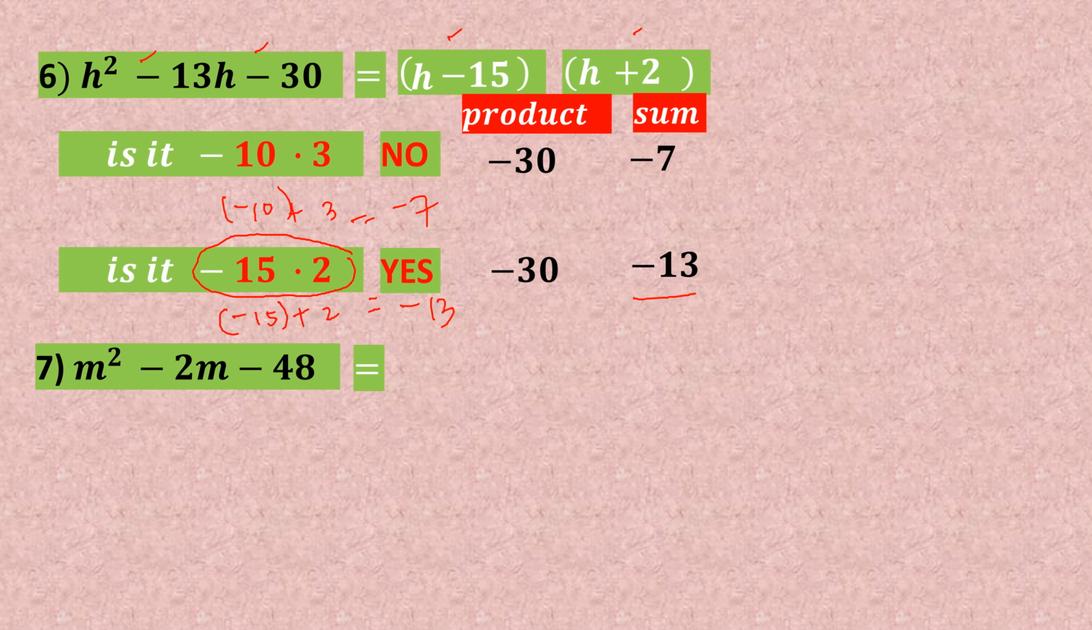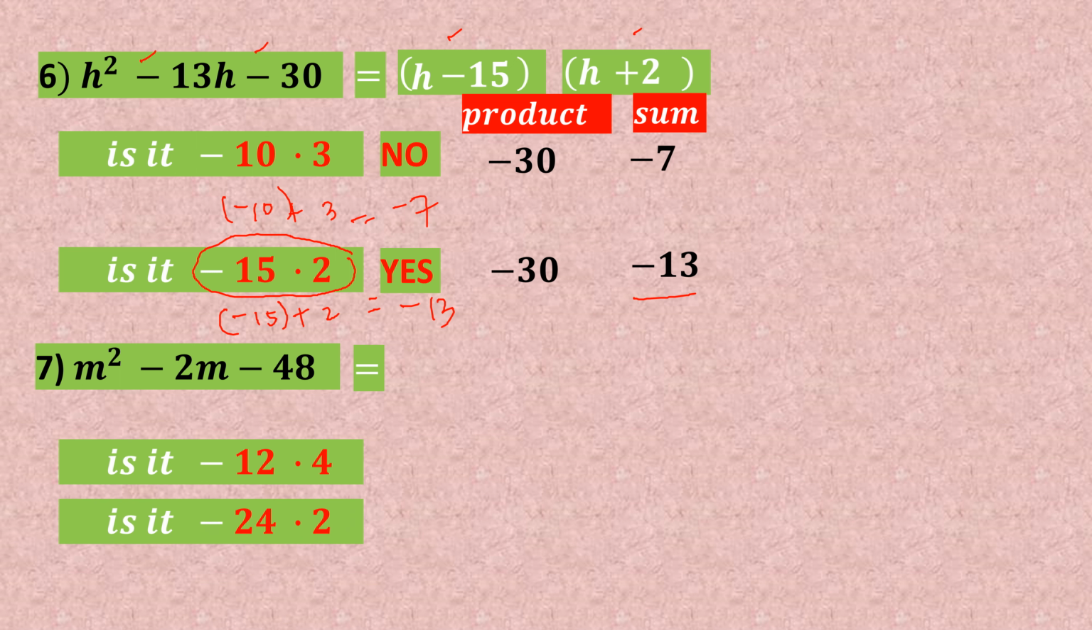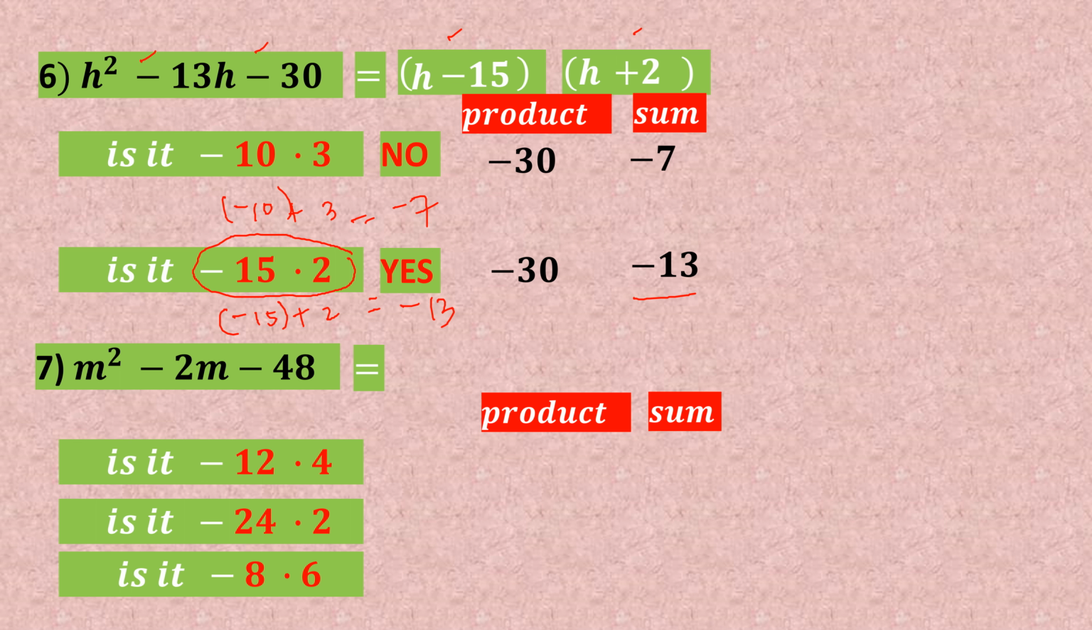M squared minus 2m minus 48. So, is it negative 12 times 4? Okay, so the 12 and 4 could possibly give you a 2, no? Because 12 times 4, no, it's very far from 2, but let us try another set of factors. Is it negative 24 times 2? Or is it negative 8 times 6? So among the three sets of factors, what will then be the product and their sum?